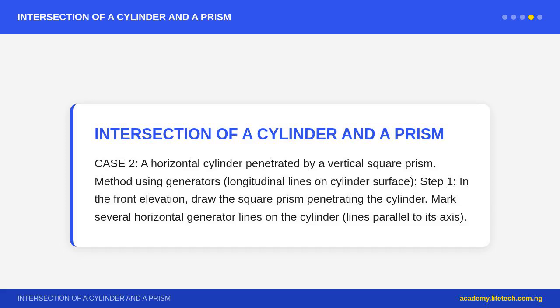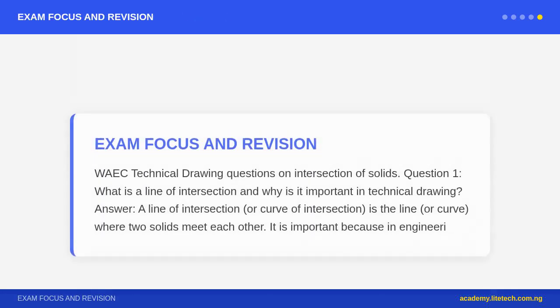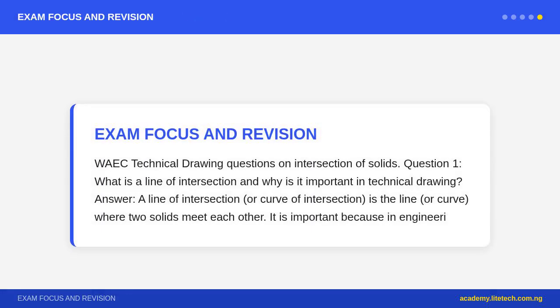For example, when a branch pipe joins a main pipe, the exact curve of intersection must be marked on the main pipe before cutting the hole. Inaccurate intersection curves lead to poorly fitting joints and potential structural failures. Question 2. Describe the appearance of the intersection when a small square prism penetrates perpendicularly into a larger square prism. Answer. When a square prism penetrates another square prism perpendicularly, the intersection consists of 4 straight lines forming a rectangle, the outline of the smaller prism's cross-section, on the surface of the larger prism. Since both surfaces are flat, prism faces, the intersection lines are straight rather than curved.